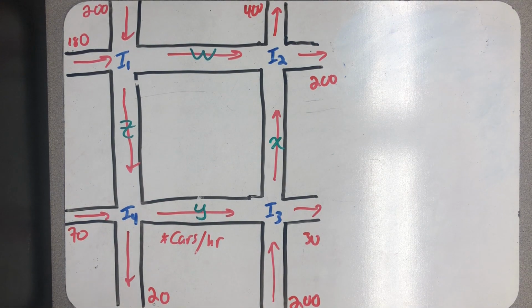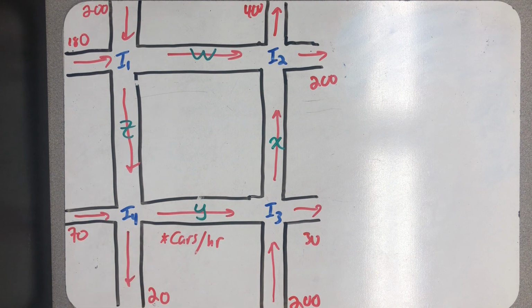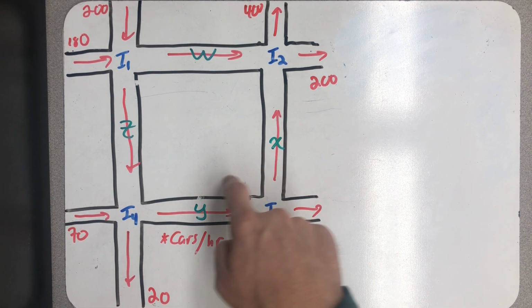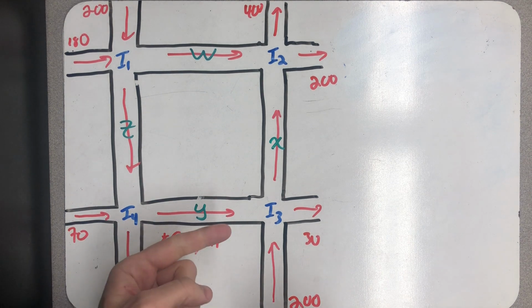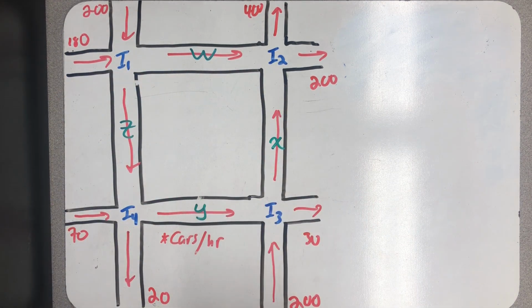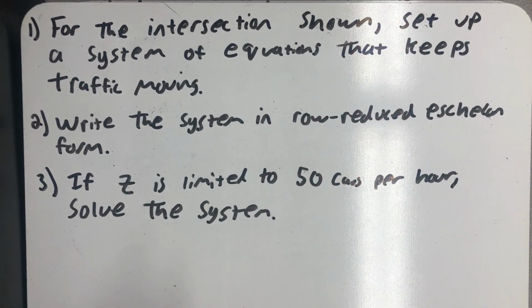This diagram shows several one-way streets in a downtown. The figures in red are flow rates of the cars moving through the intersections in cars per hour. The variables x, y, z, and w represent unknown flow rates of cars traveling in those directions indicated. We are asked to write a system of equations that will keep the traffic moving.